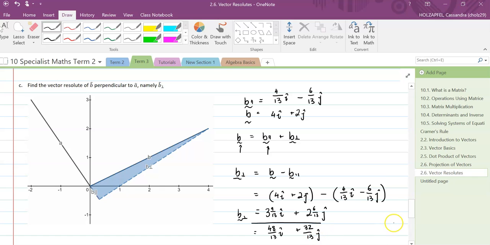So that's how we use the scalar resolute to find the vector resolutes for both the perpendicular and parallel components of a vector.